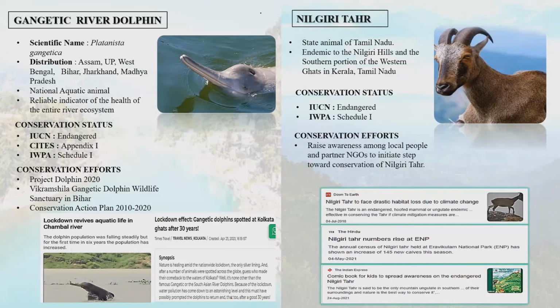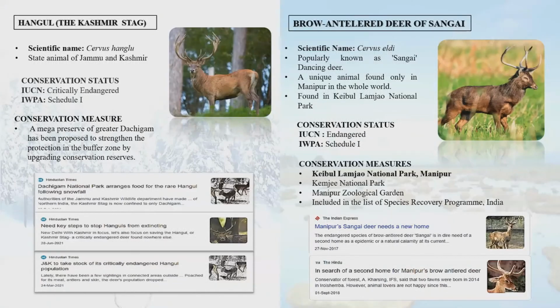Nilgiri Tahr, which is the state animal of Tamil Nadu, and it is endemic to the Nilgiri Hills and the southern portion of the Western Ghats. Due to climate change, the Nilgiri Tahr faced drastic habitat loss. In the lockdown, a record number of Nilgiri Tahr births occurred at Eravikulam National Park.